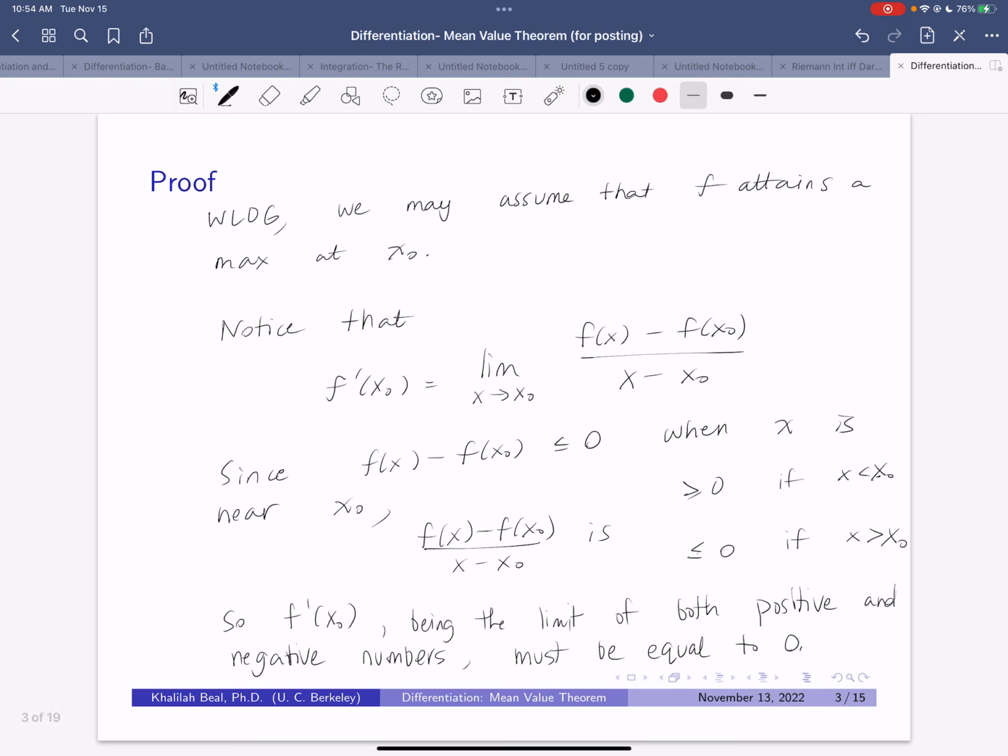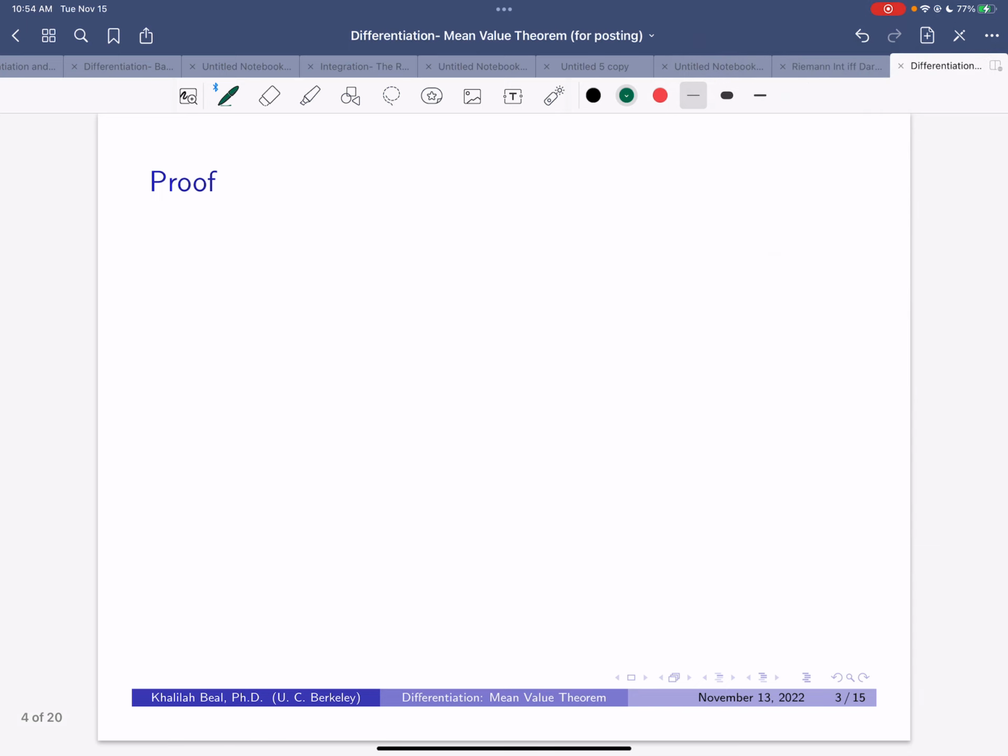Now, let me go back and address one more point. We started off our proof by saying, without loss of generality, we can assume that f attains a max. How do we quickly give a proof if f attains a min at x naught? Oftentimes we'll say, without loss of generality, but maybe we need to do a little explaining. Let me show you how to go from the case where your function attains a max at x naught to the case where your function attains a min.